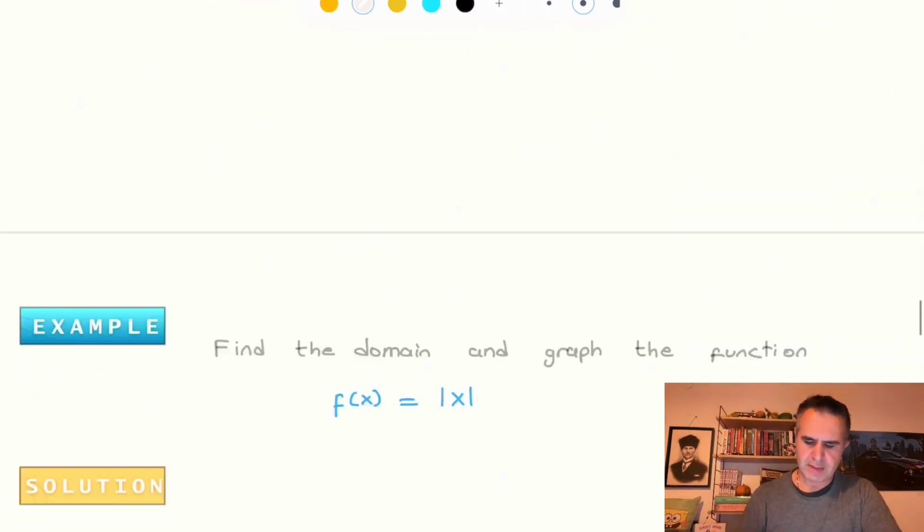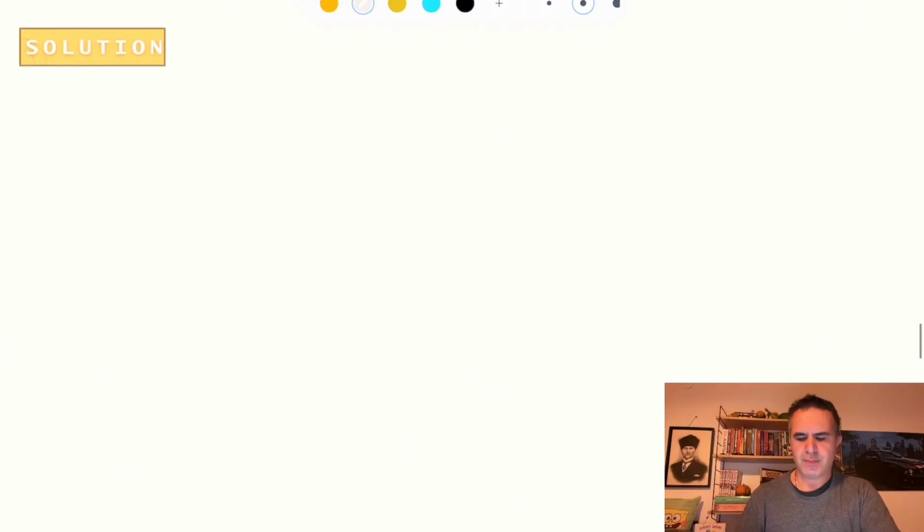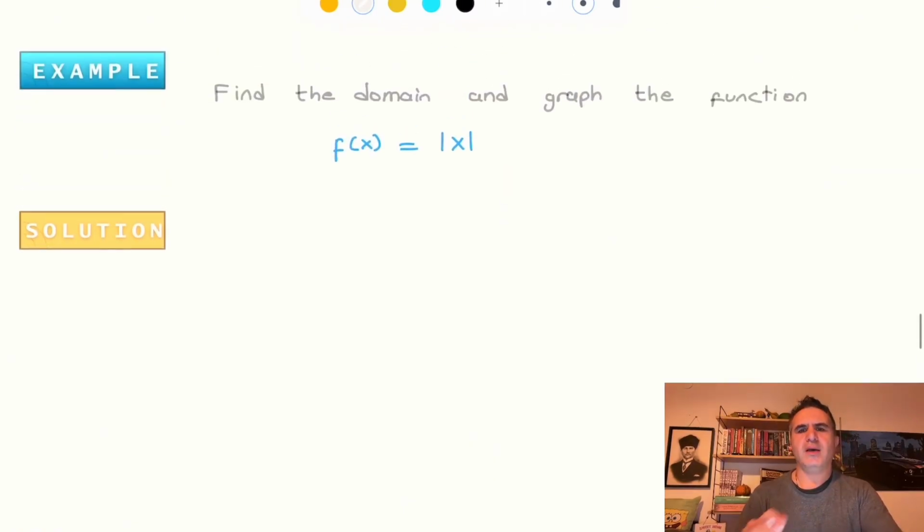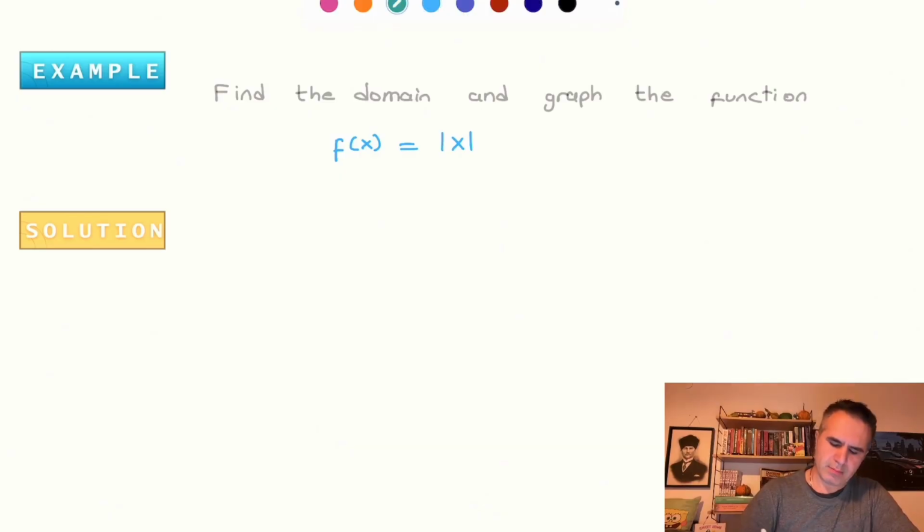Okay. The other problem. Find the domain and graph the function f of x equals absolute value of x. Domain.